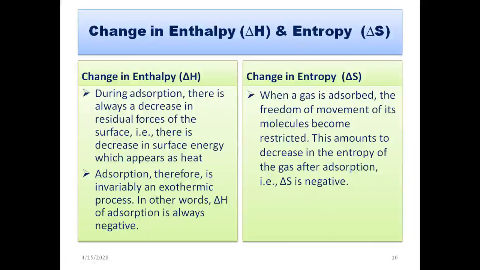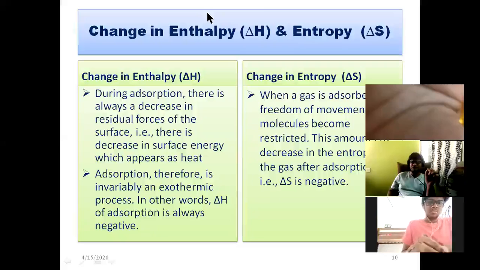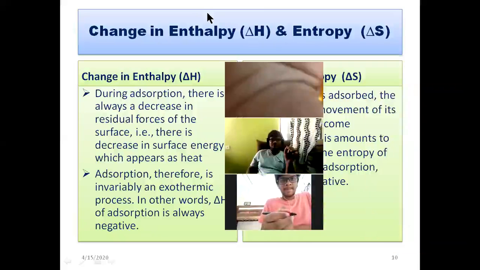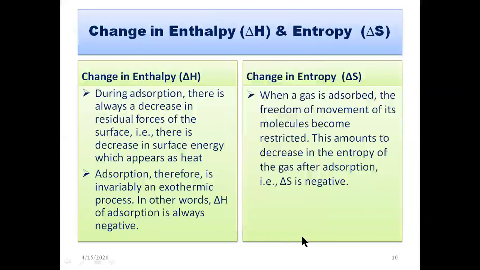Here, all of you please note down an exception. During adsorption, enthalpy decreases, entropy also decreases. Write down an exception. I hope all of you are writing down. Let me see. Are you writing down, please?